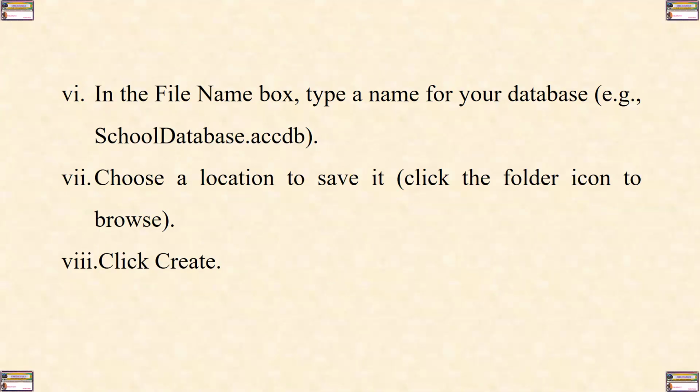So you click on the file name box. You type a name for your database, for example, a Mediswap school database. Then it will add the extension .accdb. Then you choose a location to save it, by clicking the folder icon to browse. And then once you are set, you click on create and your database will be ready for the purposes of building various objects.